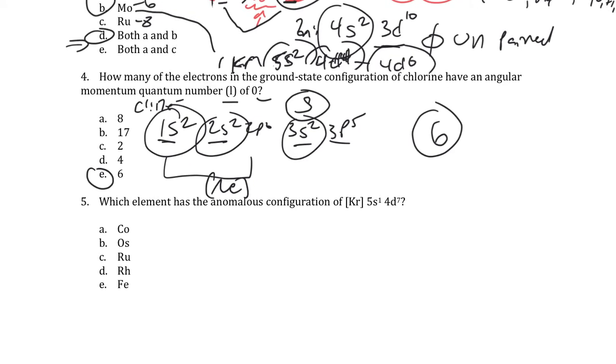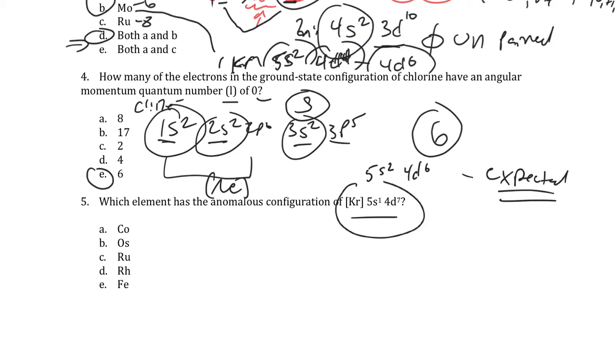Okay, which element has the anomalous configuration? This question is getting at that type of question. We're told that this element's anomalous. It's not the expected configuration, because we would have expected this element probably would have been a 5s2, 4d6. We would have filled the S block with 2. So this would be our expected configuration.